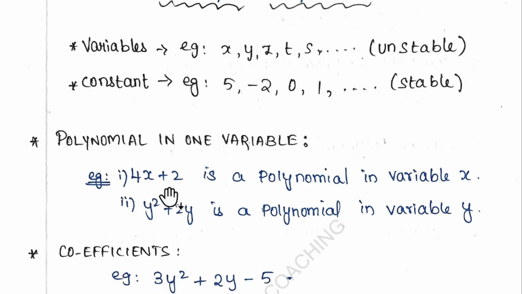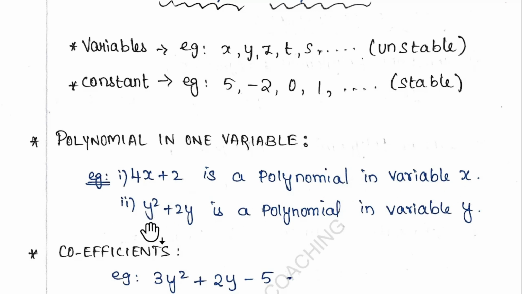Let us look into this example, 4x + 2. Which letter is used here? x is the only letter we have used, no? x is the only variable we have used. This equation we call a polynomial, and 4x + 2 is a polynomial in one variable x. So what is that one variable we have used in this equation? x is the only one variable. So 4x + 2 is a polynomial in variable x.